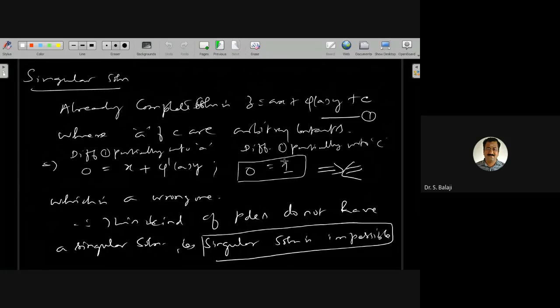Singular solution is impossible. Particular solution depends on your choice. This is the idea we can follow for f of p comma q equal to 0. Now we can take some problems based on these ideas.